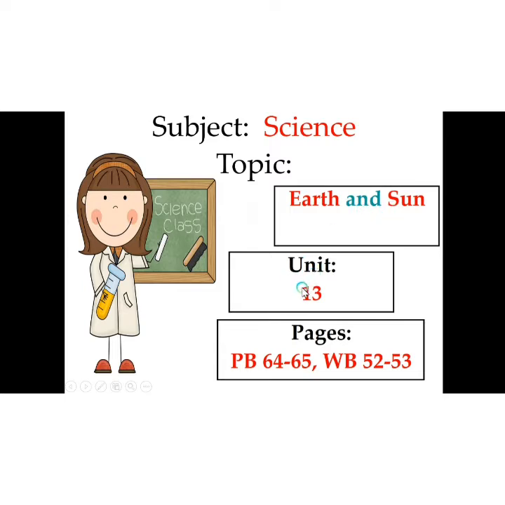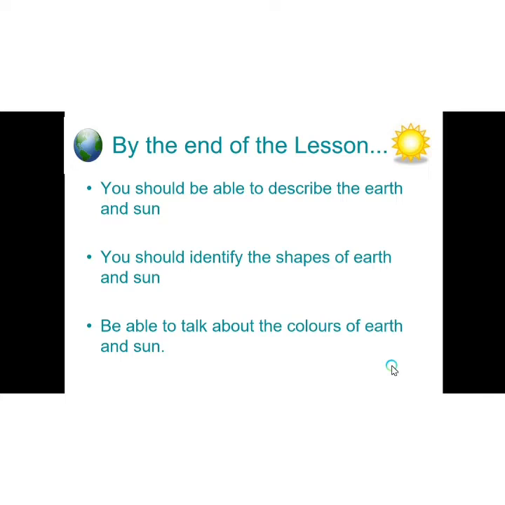So we're going to treat unit 13 and the pages are our pupils book 64 to 65, our workbook 52 to 53. Okay, so by the end of the lesson you should be able to describe the Earth and Sun. You should identify the shapes of Earth and Sun. And then you should be able to talk about the colors of Earth and Sun.